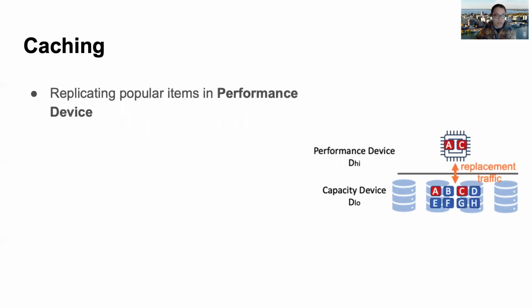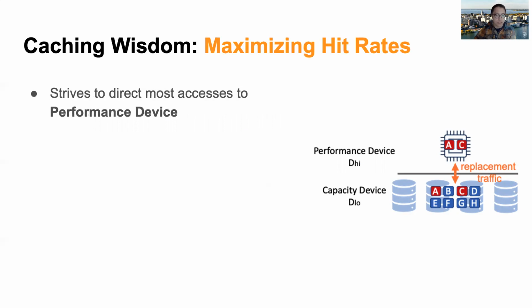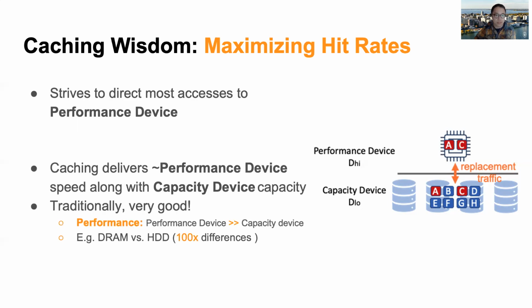To manage such a hierarchy, caching is the most important and popular approach. As shown in this figure, caching leaves all data in the capacity device while replicating popular data in the fast performance device. To achieve good performance, caching always strives to direct most accesses to the fast performance device, and the wisdom is usually summarized as maximizing the hit rate. By maximizing hit rate, caching is able to deliver performance-device-like speed and very large capacity.